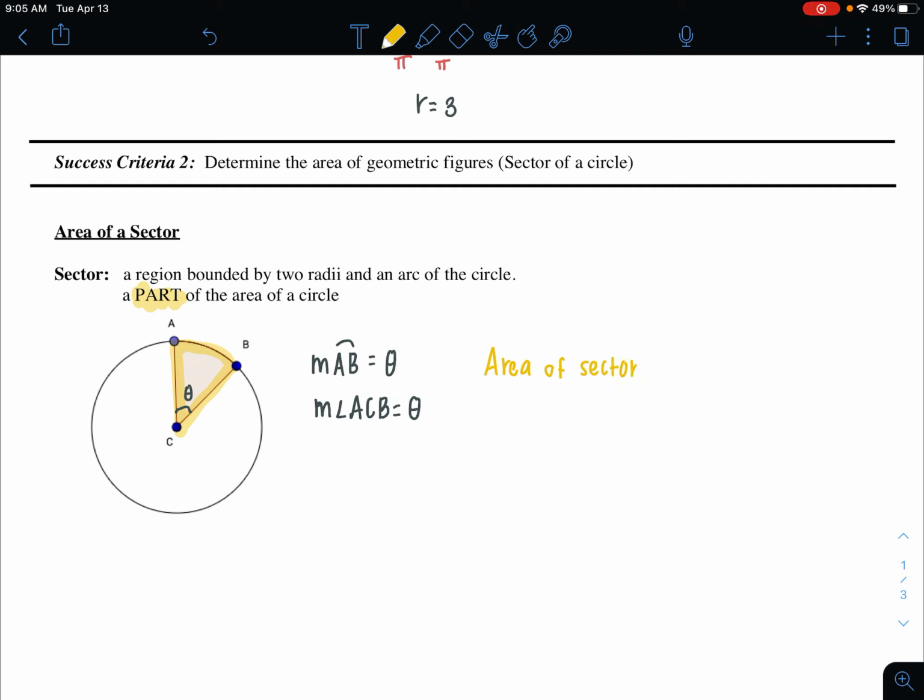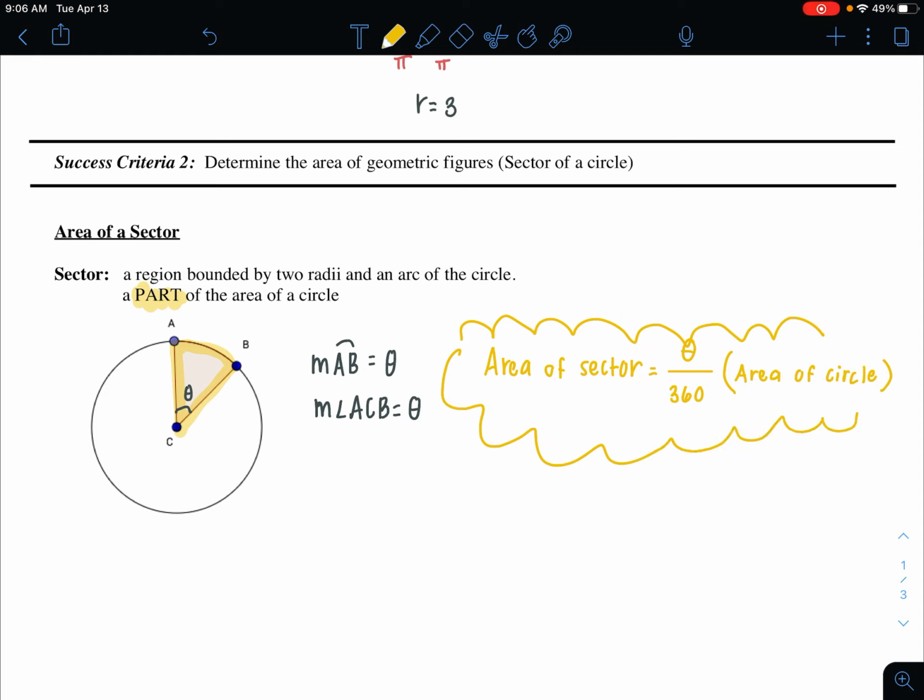What you need to do to find the area of a sector is take that arc measure or angle measure, so theta in this case, divided by 360, because that's a full circle, times the area of a circle. And this is going to be my area formula for a sector. Pause the video if you need to, take a moment, write it down, whatever you need to do to be successful.